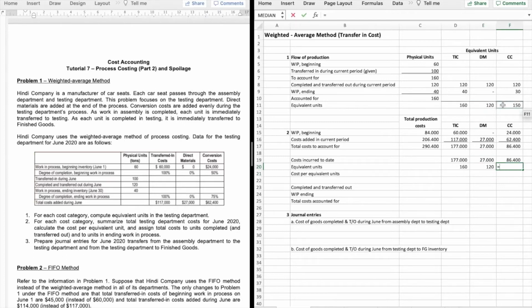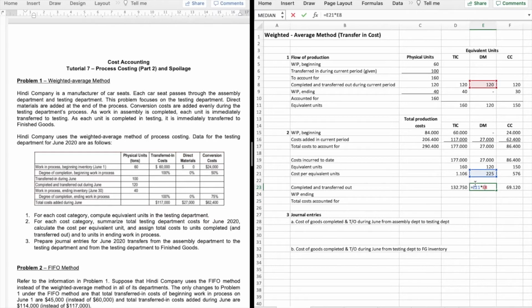And now we can calculate the cost per equivalent unit by dividing the cost incurred to date by equivalent units. Now we will assign this cost to completed and transferred out and to ending work in process. So to calculate this for both completed and transferred out and ending work in process, we take the cost per equivalent unit times the equivalent unit for the completed and transferred out, which is 120. And the same goes for the direct materials and conversion costs.